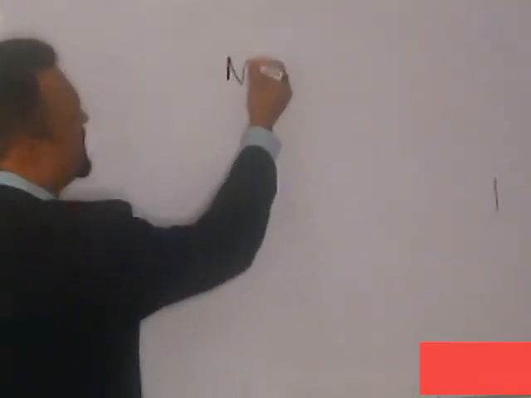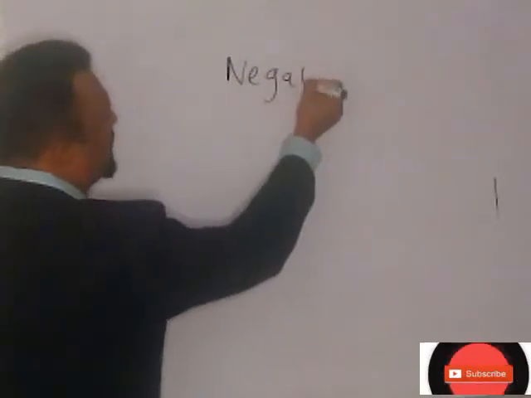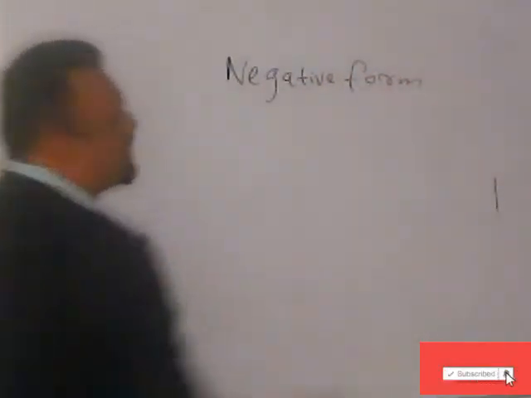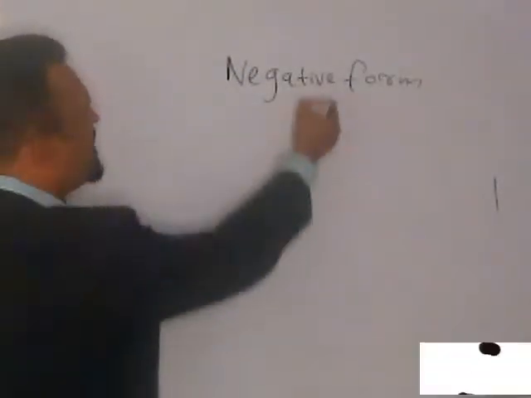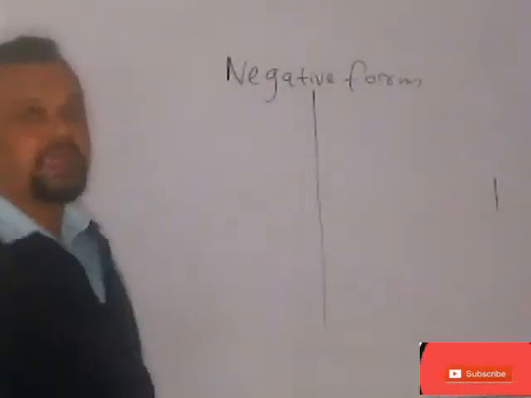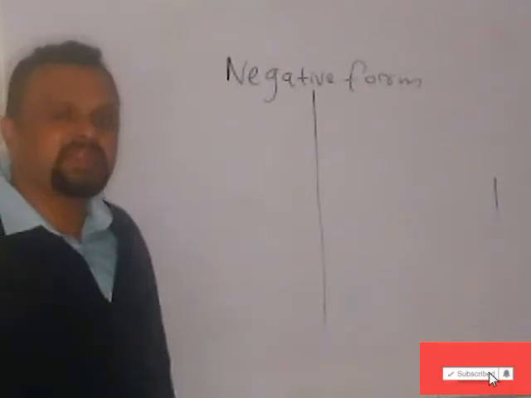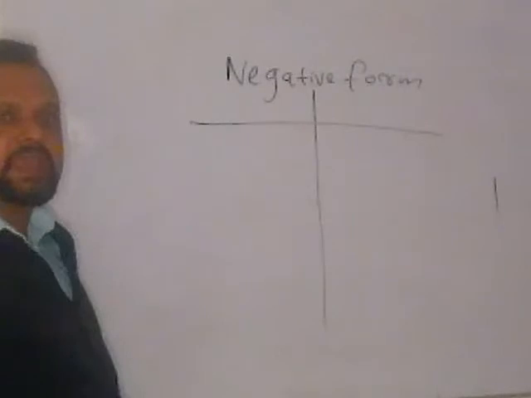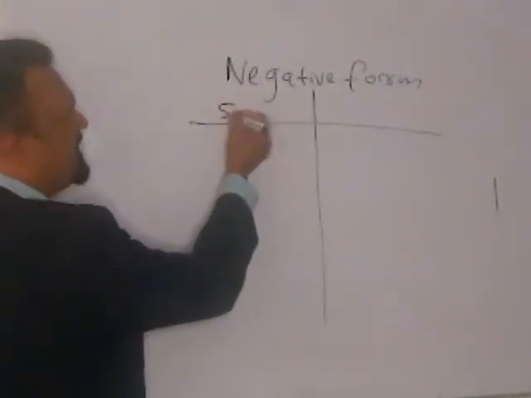Look at here. Negative form. Negative form can be divided into two categories. They are singular and plural.